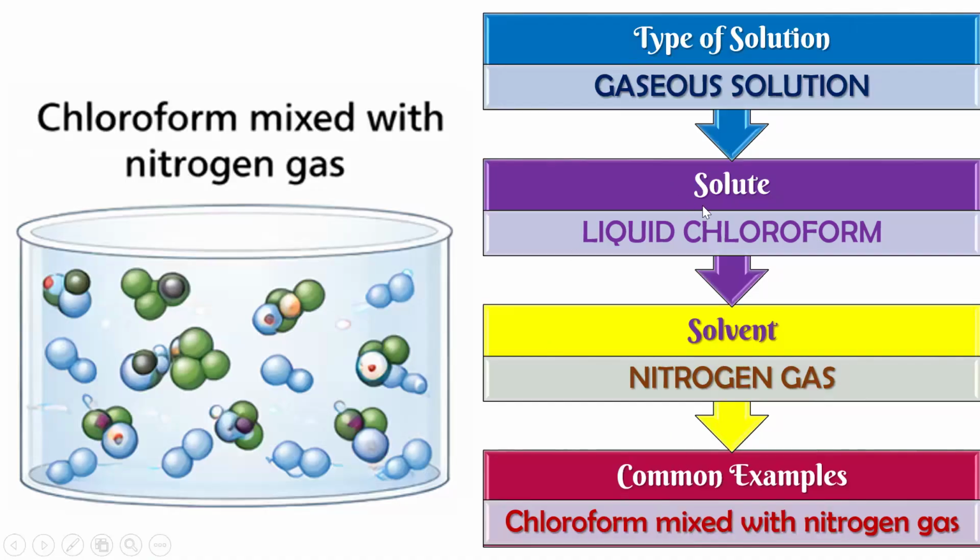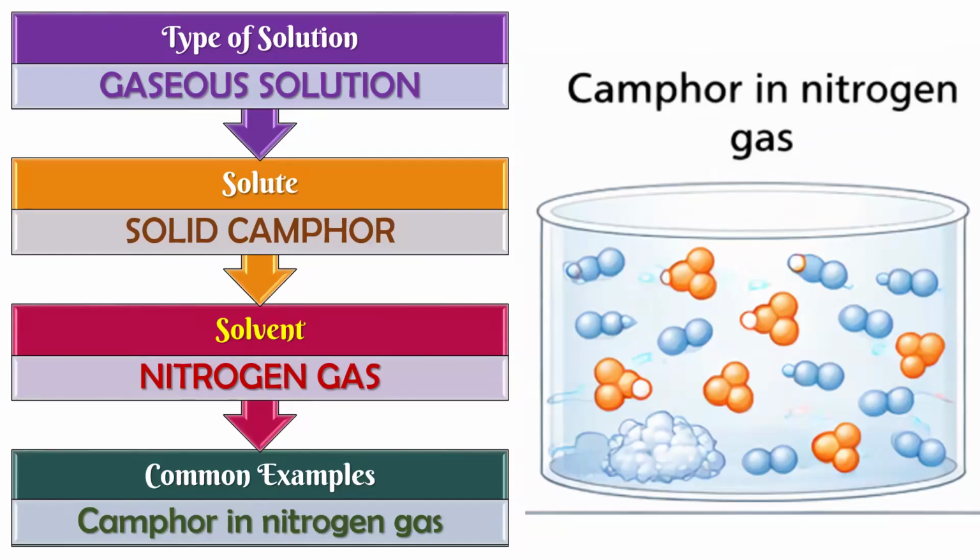Next, in a gaseous solution the solvent will always be a gas. Here it is nitrogen gas. The solute is liquid chloroform. Even though the solute is liquid, the solvent is gas, so we always get a gaseous solution. An example is chloroform mixed with nitrogen gas. Next is camphor in nitrogen gas. Again, the solvent is nitrogen gas and the solute is solid camphor. If the solvent is a gas, again the solution will be gas.